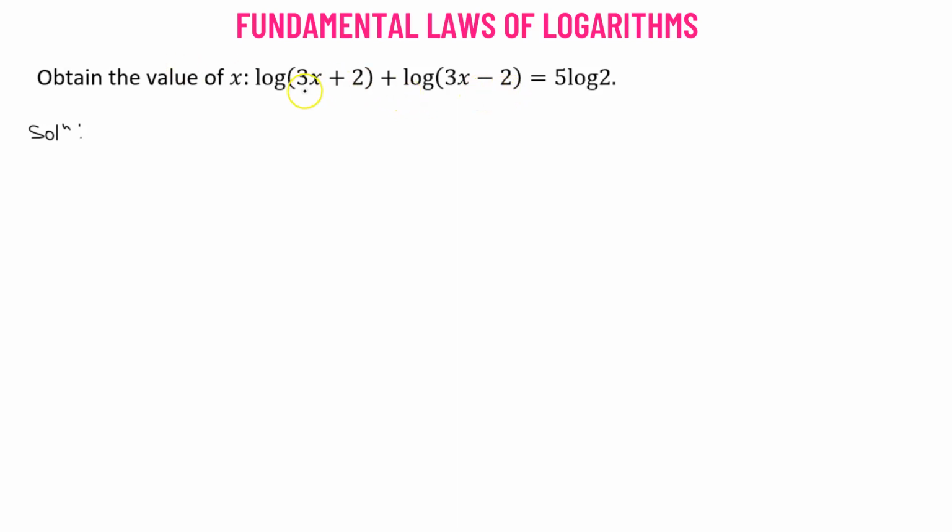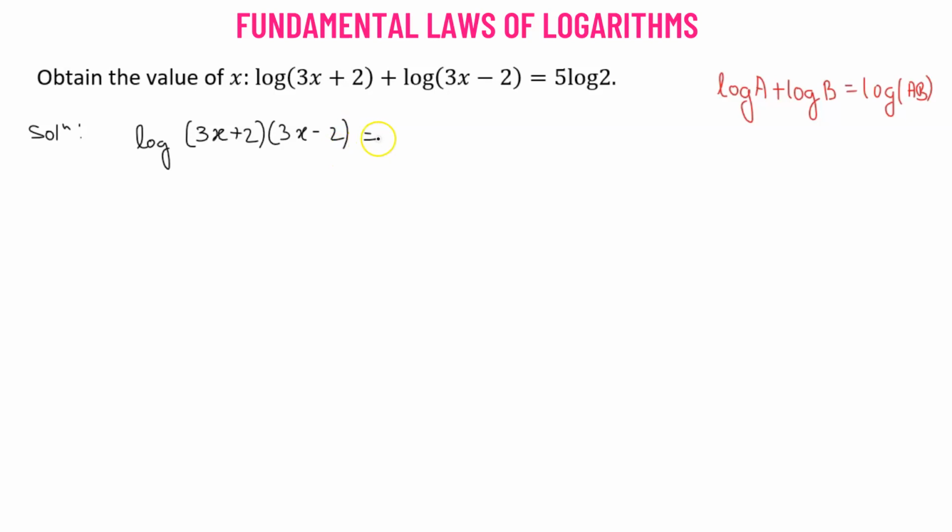Now these two logarithms can be combined to form one single logarithm. If we use the property that if we have log of a added to log of b, that equals log of a times b. Right? So let's use this property and we should get log of 3x plus 2 multiplied by 3x minus 2, and that's equal to 5 log of 2.